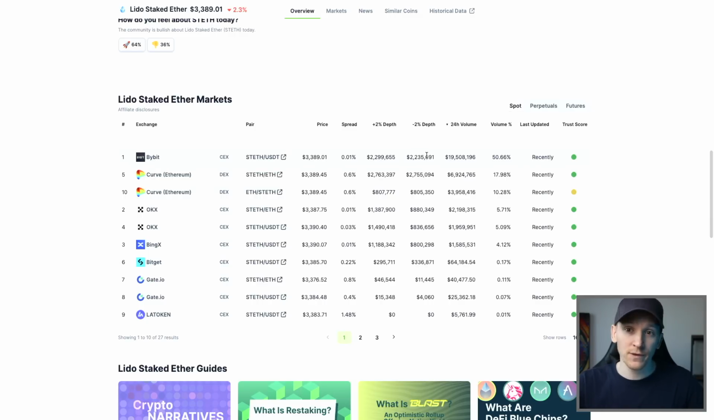So nothing wrong with trading on a centralized exchange for that, and you trade there and then take out to your wallet if you want. But if you have assets in your wallet, Curve is the number one decentralized exchange for this asset. You can see the trading pair here is staked ETH and ETH.